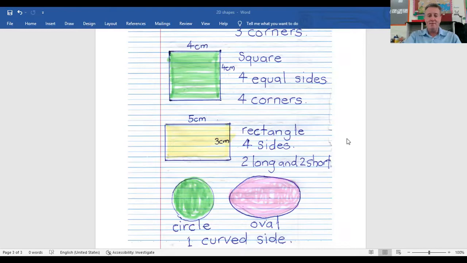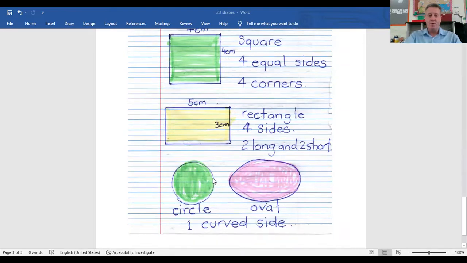Okay, and then to finish off, we'll do a circle, and if you have something round to make a circle with, maybe a small bottle or whatever we can find, that's how I did it. I found something round and I put it on the paper and I traced around it for my circle. And then we can draw an oval wherever you like on the paper, maybe next to it. And I just said circle and oval, 1 curved side.